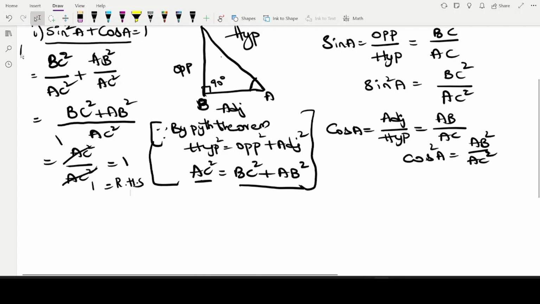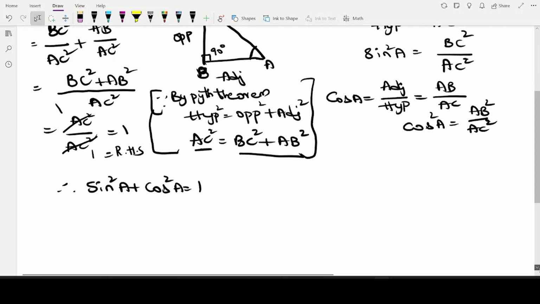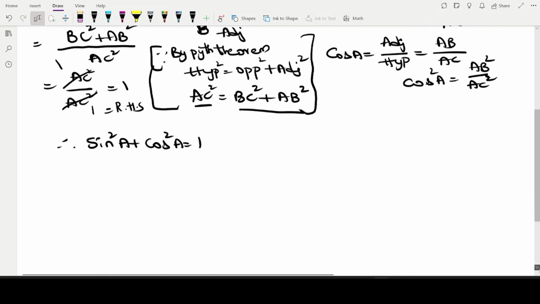So we used the LHS part, which is sin²A + cos²A. When we substitute the values, we get the RHS, which is 1. Therefore, the first identity is sin²A + cos²A = 1. So we have a technique to find the next two trigonometric identities.